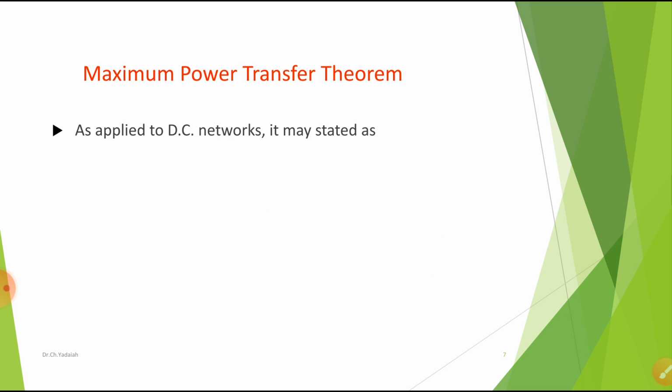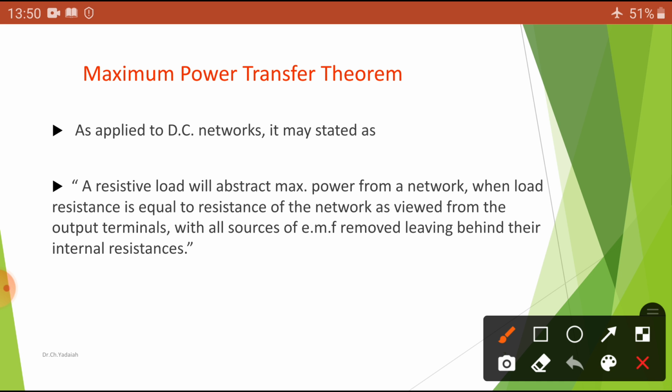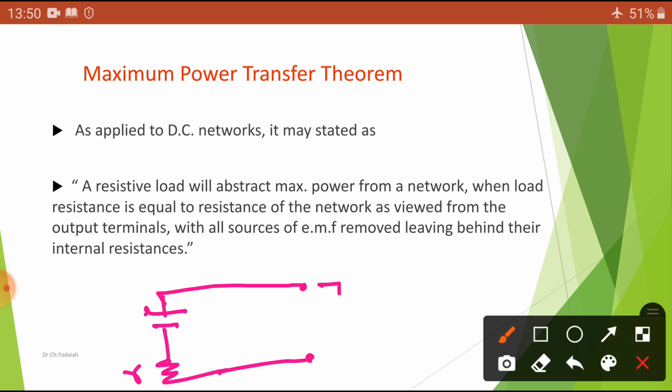Here, once again, we are going to see the definition. This can be applied for DC networks in this case. Now what is the definition? I will draw one figure. For example, here one source is connected, and we know that every source has its own internal resistance, and it is connected to one network. We can say this is RL, the load resistance.